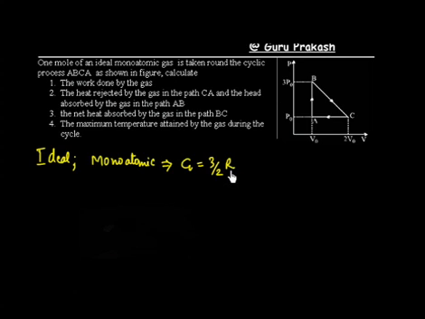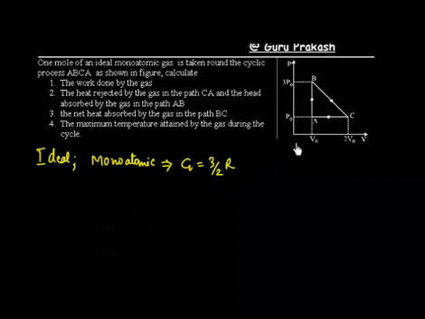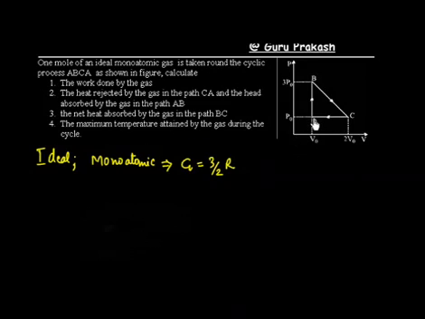Now this gas is taken through the cyclic process A, B, C. Yes, this is the cyclic process. I'm starting from A and finally coming back to A. We have to calculate the work done by the gas during this process. That is easy to find: work done by the gas is basically the integral of P dV.